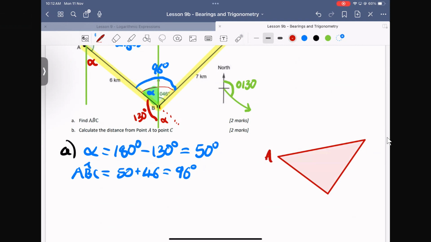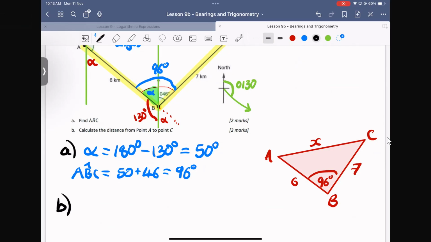This is A, C, B. Where after X, we've got 6. We've got 96. And we've got 7. Which formula can we use now for B? Cosine rule. Why do we think cosine rule?